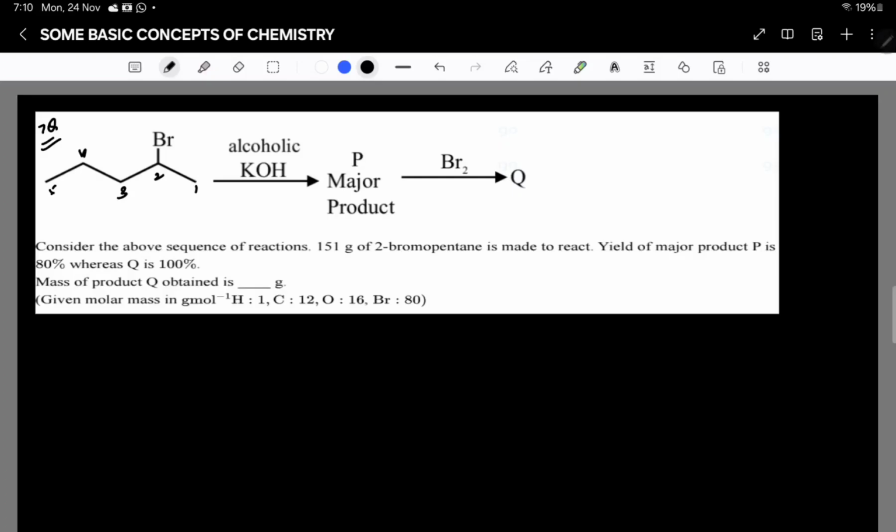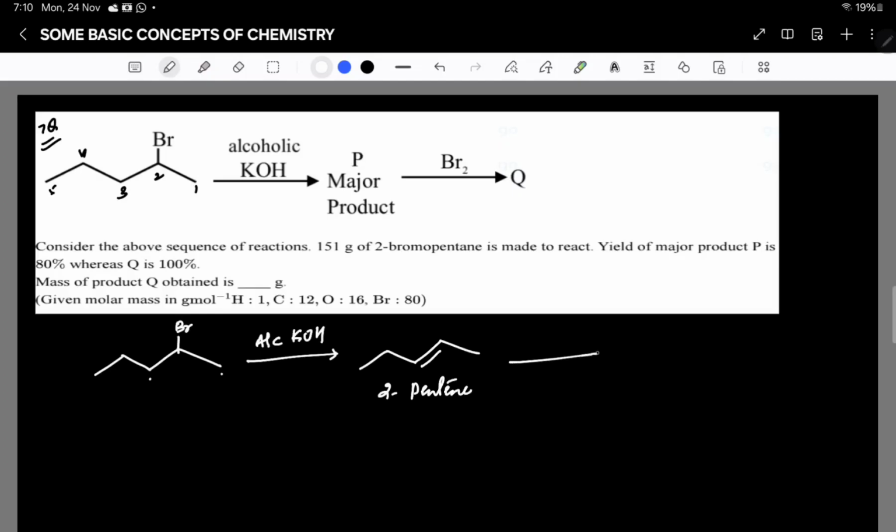So this is alkali KOH, and this is bromine, student. Alkali KOH means elimination reaction, student. Right. So here we have 2 possibilities. Here 1, here 2. So the possible major product is here, student. So we will get the major product, this one. So 2-pentene is the major product, student. Right. So this is the major product.